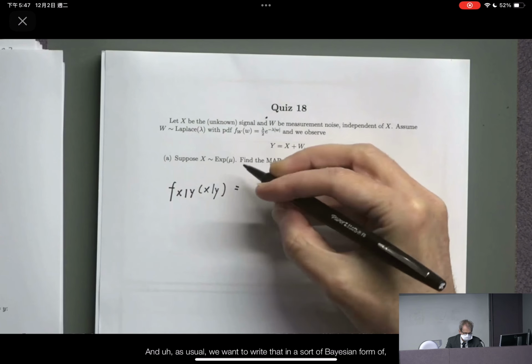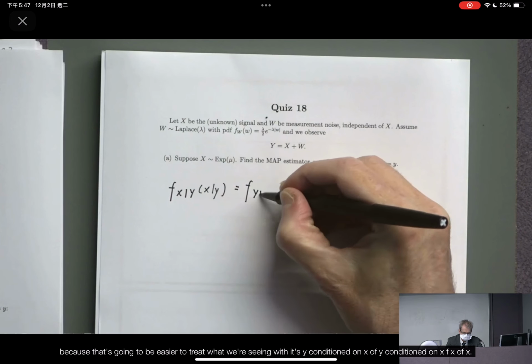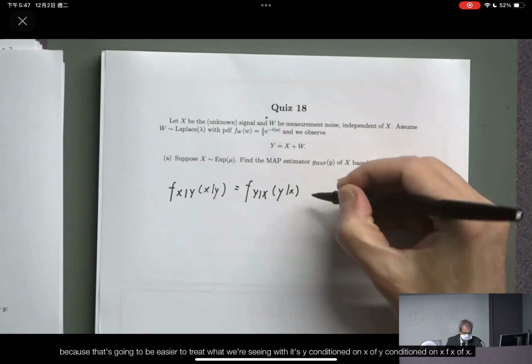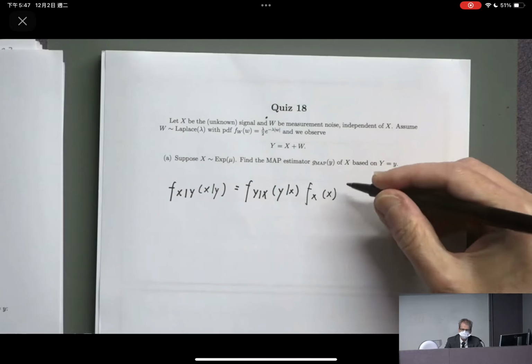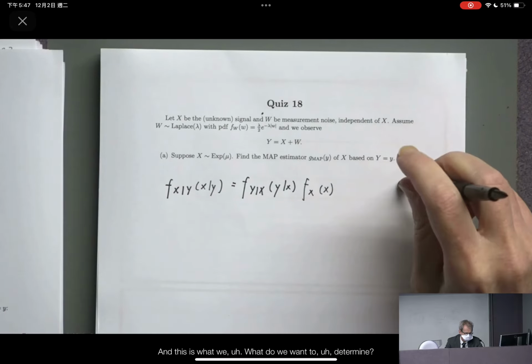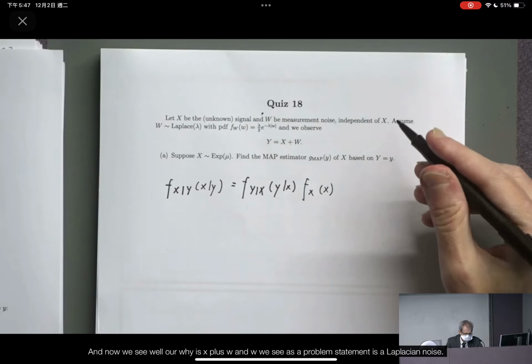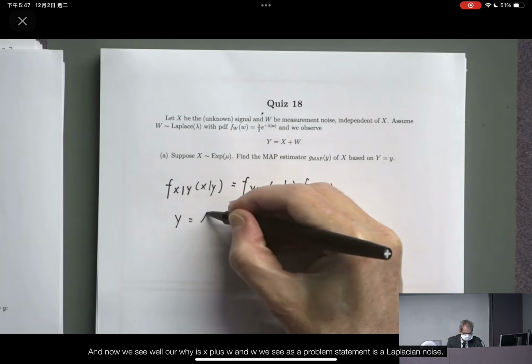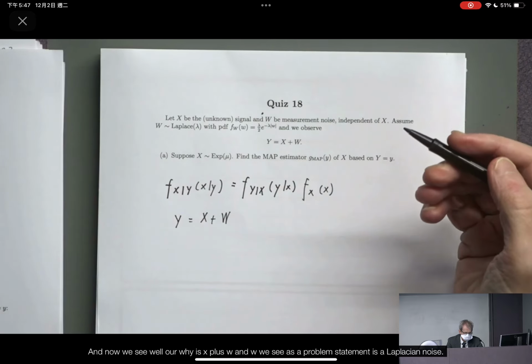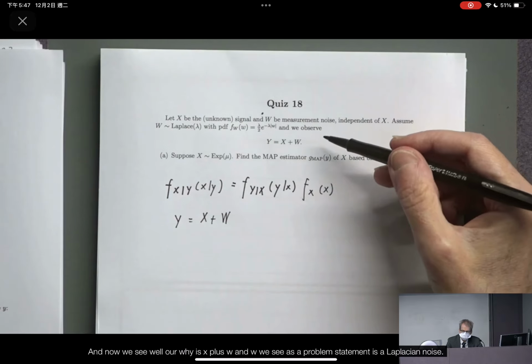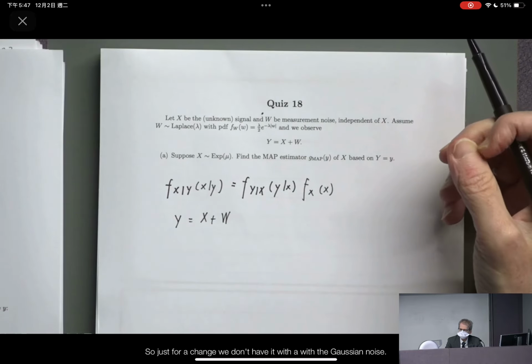And as usual, we want to write that in a Bayesian form, because that's going to be easier to treat. We're saying it's f of y conditioned on x times f of x, and this is what we want to determine. Now we say our y is x plus w, and w, as per the problem statement, is a Laplacian noise. So just for a change, we don't have a Gaussian noise.